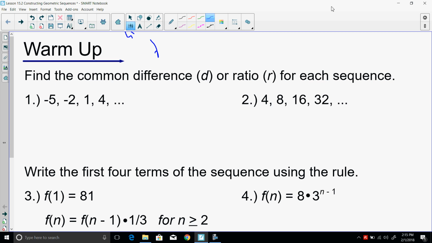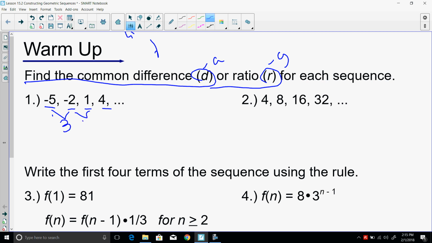So first things first, you should have already started the warm-up. Hopefully that's completed. The first one here is we're just trying to find the common difference, D, or a ratio. Remember, common difference is for arithmetic, and ratio we use for geometric sequences. If we look at the first one, I notice that I have -5, -2, 1, and 4. I think this one's pretty simple. I'm clearly not multiplying because the common difference is always 3, right? So I'm adding 3 each time, so I would say D is then equal to 3.